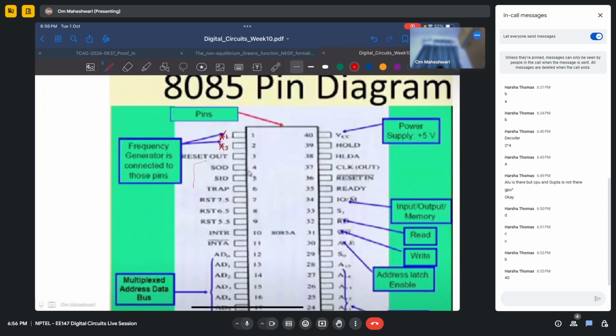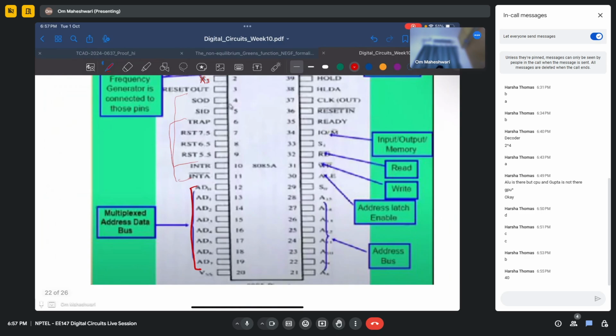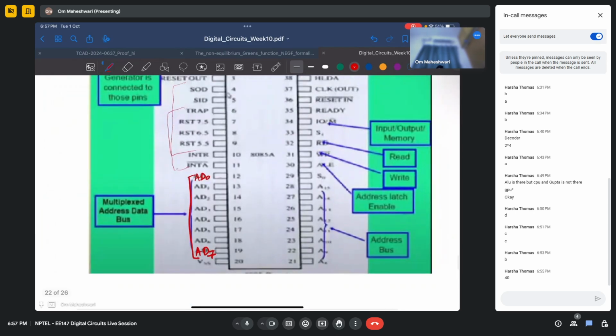Then we have some reset. See, these are interrupt signals. These are like the hardware interrupts where we can tell the processor to stop or do some operation. These are the multiplexed address and data bus. That means these eight, AD0 till AD7. When required, these will work as address lines, and when required, these will work as data lines.